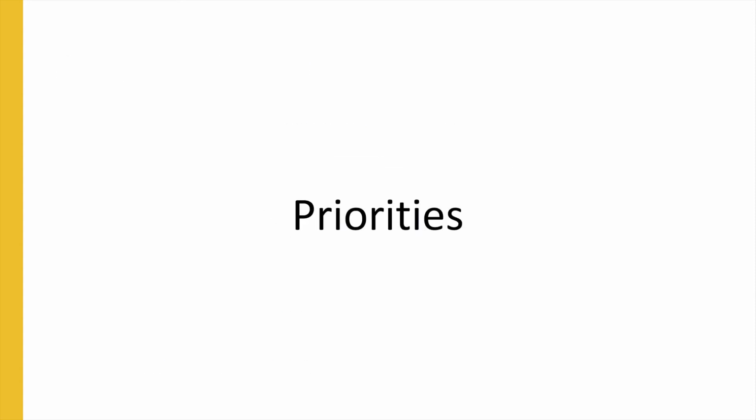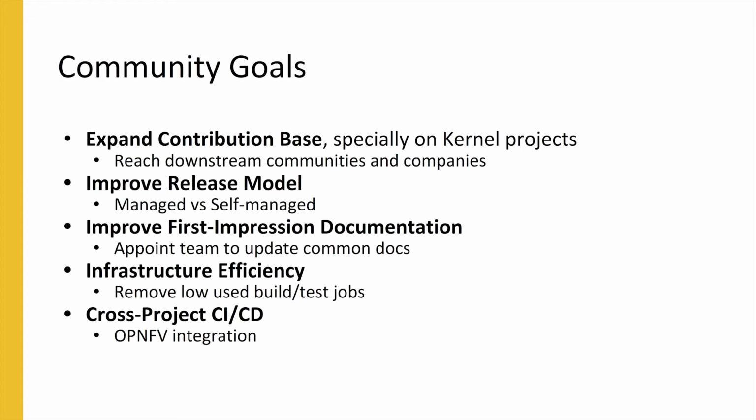Now the priorities. What are the priorities now in OpenDaylight? The community goals today, these are some of the discussions we have this release. It's about expanding contribution, especially on the kernel projects. We have something called the kernel project, which is the framework of OpenDaylight today. And we see that in those areas there are very few people, very good people actually, very skillful, but very few. So we try to see if we can increase the number of people contributing in these areas.